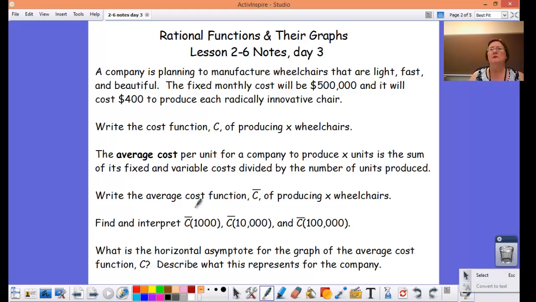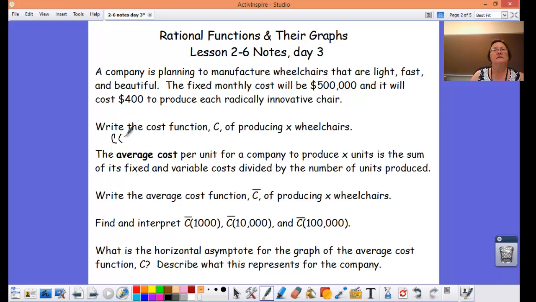We're manufacturing wheelchairs. We have fixed monthly costs of $500,000, and that would cover things like building and utilities and all those things that you have to pay just to be in business. But on top of that, it costs $400 to make each wheelchair. So our first activity asks us to write the cost function.